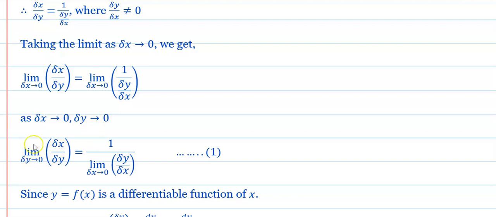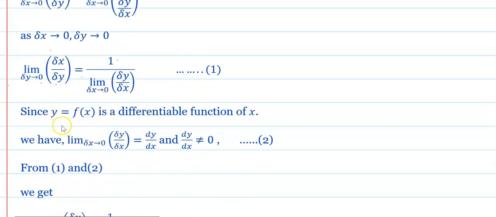Therefore, we can write here, the variable is y, and if delta x tends to 0 then delta y must tend to 0, and hence we write here limit delta y tends to 0 of delta x upon delta y is equals to 1 upon limit delta x tends to 0 in bracket delta y by delta x, and this is the number 1.